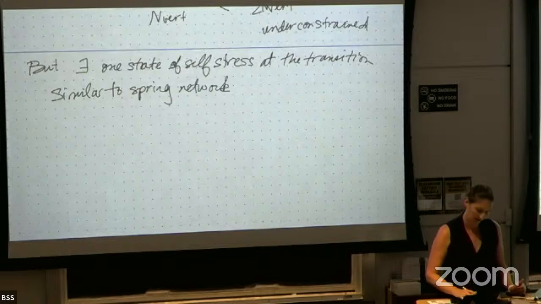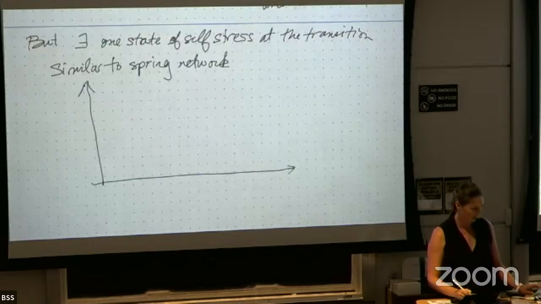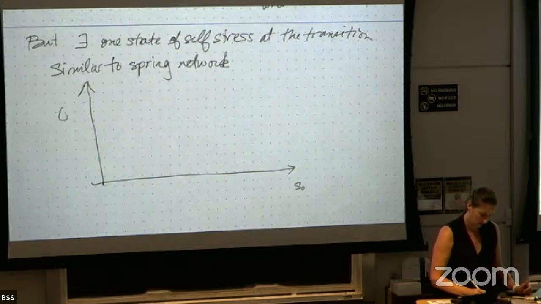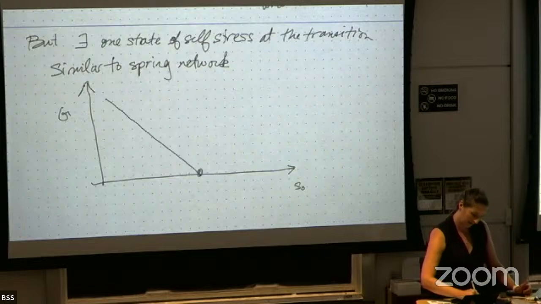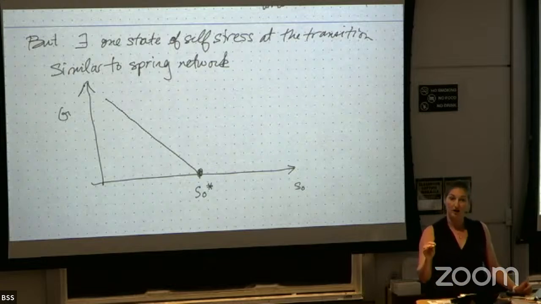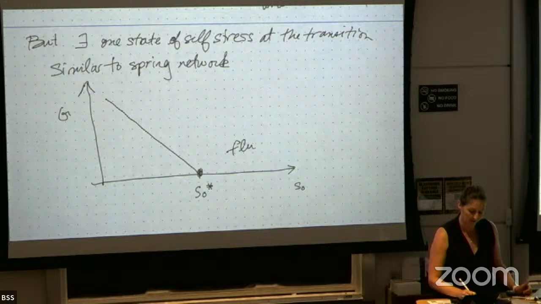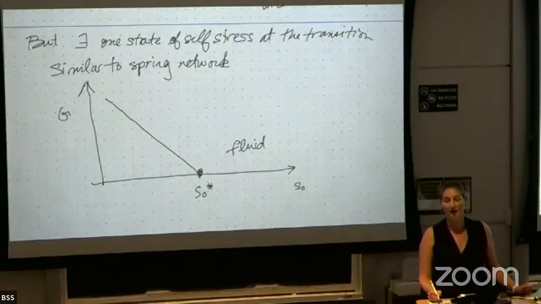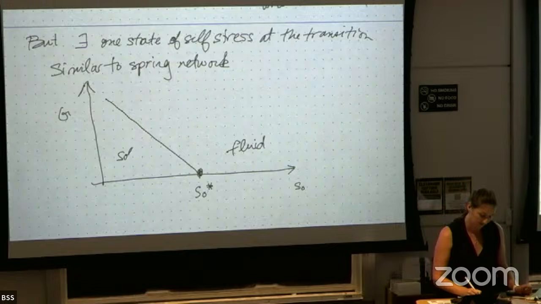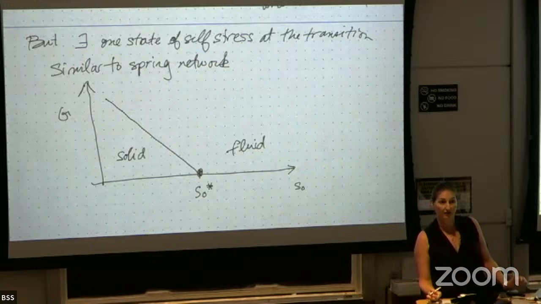You basically find, if I make a plot of the shear modulus as a function of S, this is G, I basically get a straight line that terminates at some S naught star. For values of S naught greater than this, I have a finite modulus. There's no finite cost to deformations, and I have a solid. And it is precisely the same physics as strain stiffening in fiber networks.